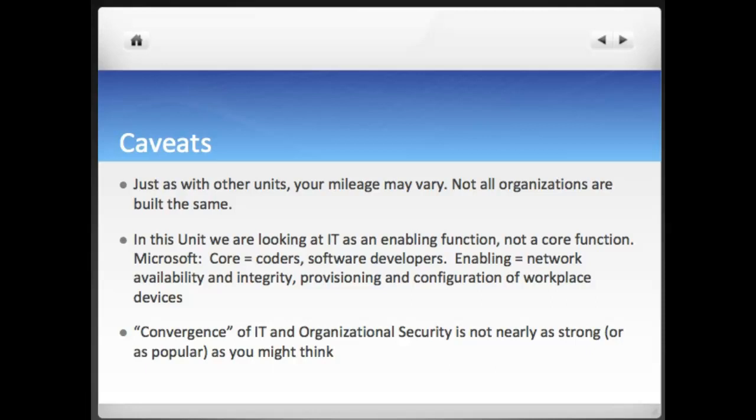In our conversations, because there are many, many, many more companies out there that are not tech companies than are, even though you hear about the FANG companies, if you will, the Facebook and Amazon and Netflix and Google, although Google is now Alphabet, you hear about those companies all the time. They make up a very small population of the available workplaces, if you will. So we're going to be looking at IT as an enabling function.